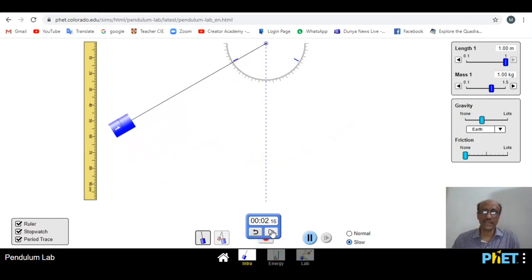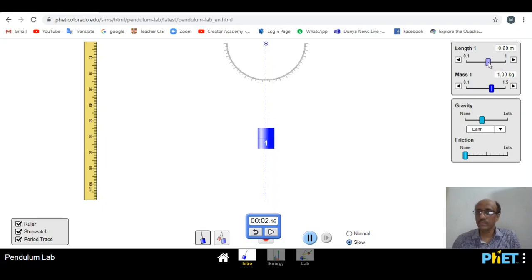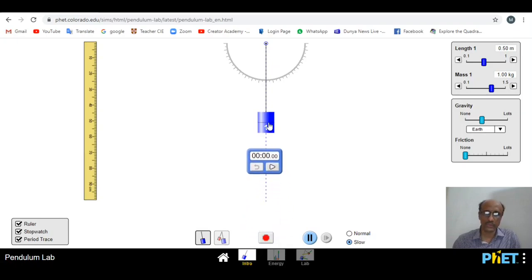So now we have increased the length. So it means that the time period will increase. So it reached up to 2.16 seconds. Okay, now we will stop it. We will decrease the length to 0.5. Now we will turn it to 0.5. Now let's see what will happen to the time period. 50 and then 60. Let it go.